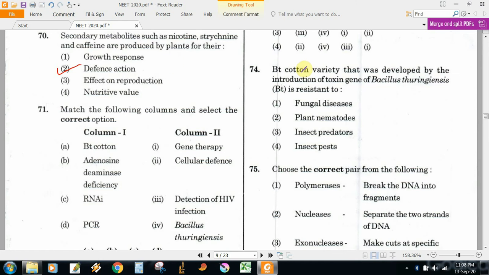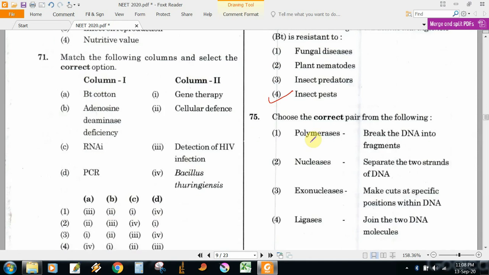So 74th question we are having, BT cotton variety was developed by the introduction of toxin gene of Bacillus thuringiensis. BT cotton is resistant to, the first is fungal diseases, next is plant nematodes, next is insect predators, the fourth one is insect pests. It is insect pests, right? That is why it was mainly developed.